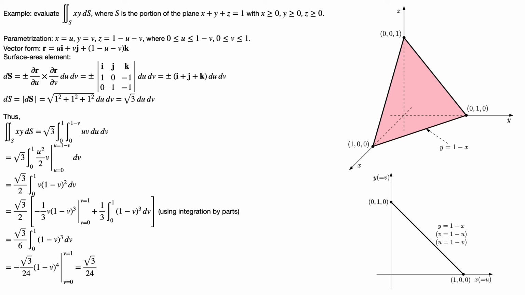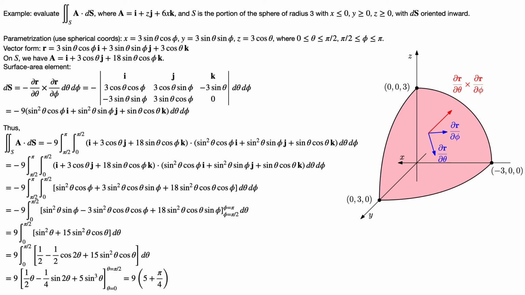Thus, our surface integral simply becomes the square root of 3 times the integral from 0 to 1 of the integral from 0 to 1 minus v of uv du dv. And all of the steps are shown here. The final answer is square root 3 divided by 24.